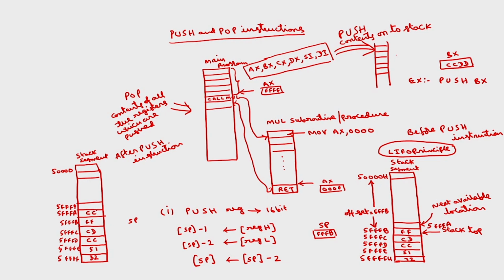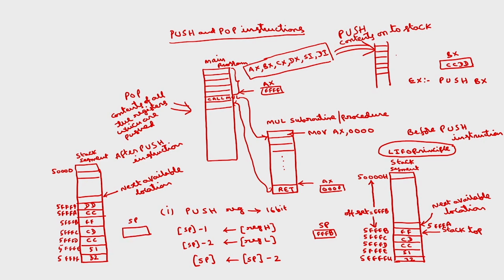Then the lower order contents, which is DD, will be transferred to SP minus 2. What is the contents of SP before the execution of this instruction? FFFB. SP minus 2 becomes: if I subtract 1 it will be A, if I subtract 2 it will be 9. So here this DD will be transferred. Now the next available location is this. Now what will be the contents of the stack pointer?